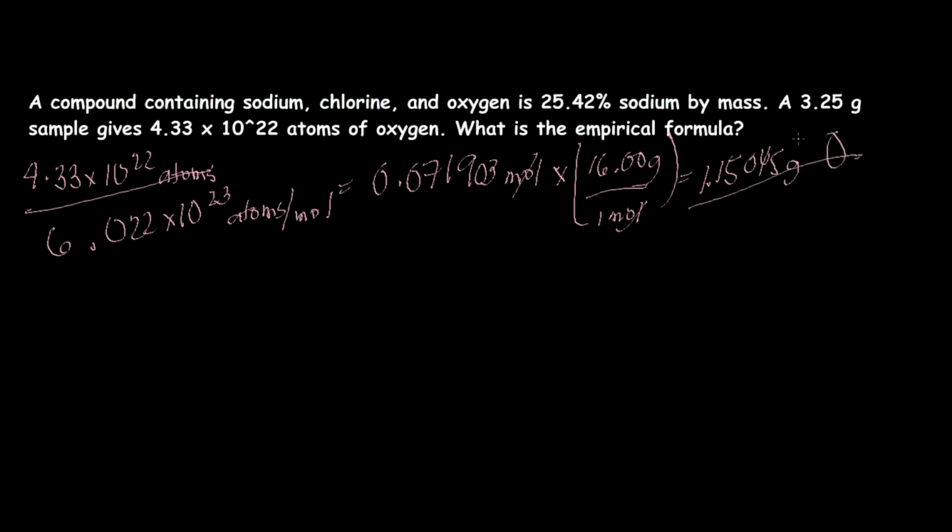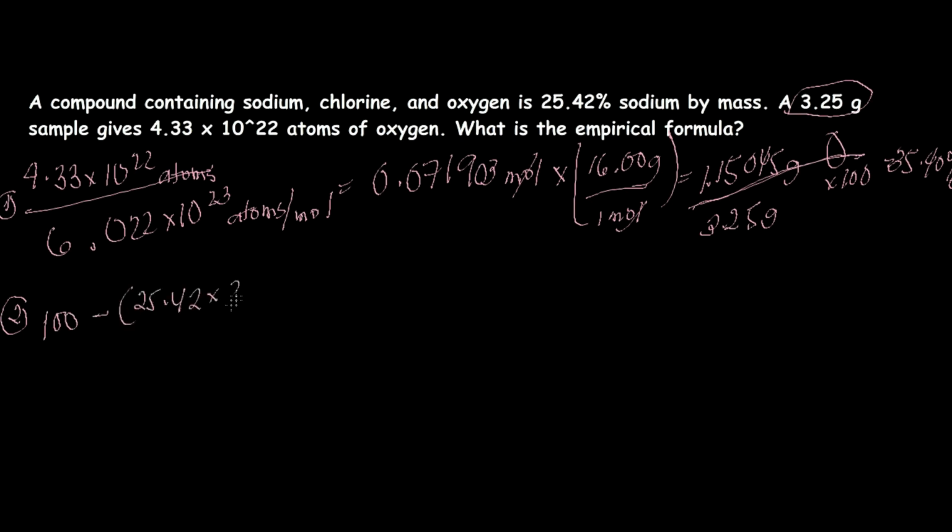Now to get the percent, you divide this mass by the sample, 3.25, times 100. This will give us 35.40%. Now let's get the percent of chlorine. So 100 minus 25.42 minus 35.40 is equal to 39.18%. Now that we have the percentages of sodium, chlorine, and oxygen, we can get the empirical formula.